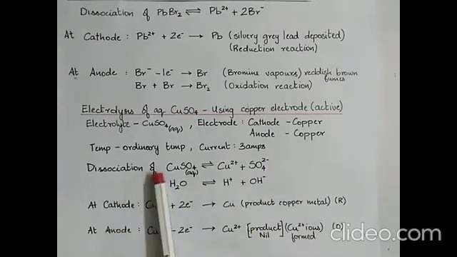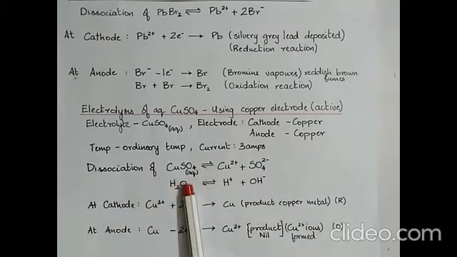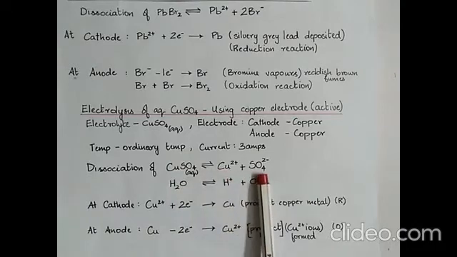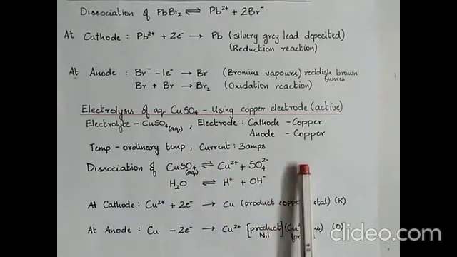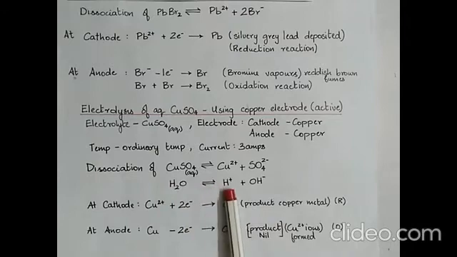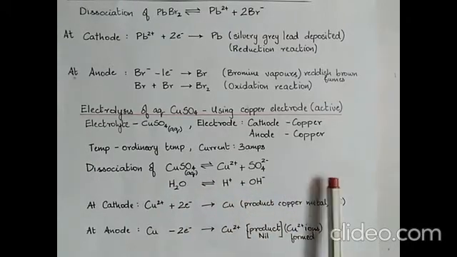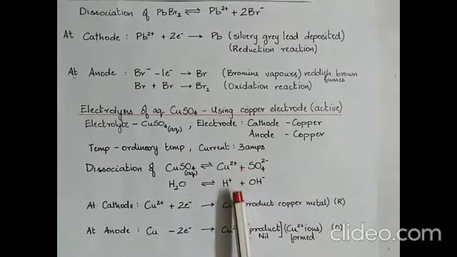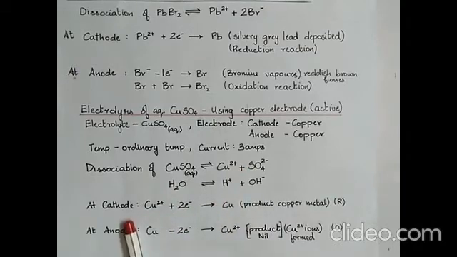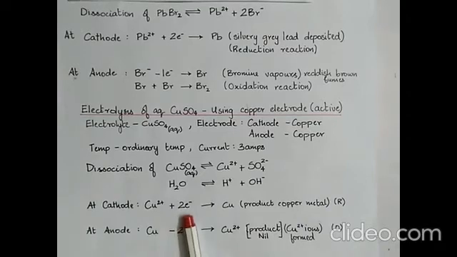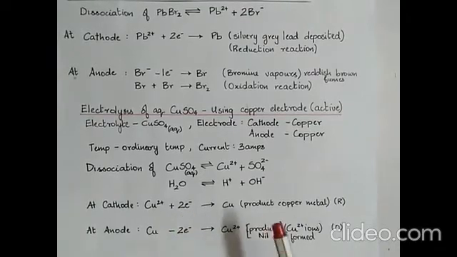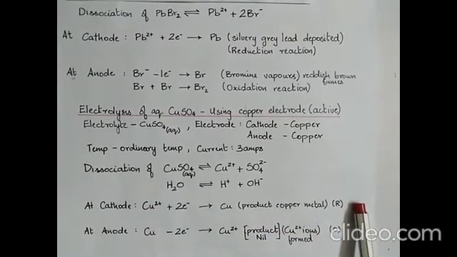Now, dissociation of aqueous copper sulfate gives Cu2+ and SO4 2- ions. Water dissociates to give H+ and OH- ions. So at the cathode, Cu2+ and H+ ions move towards the cathode and the Cu2+ ion is discharged by gaining 2 electrons from the cathode to give a neutral copper atom. That is, reduction takes place.